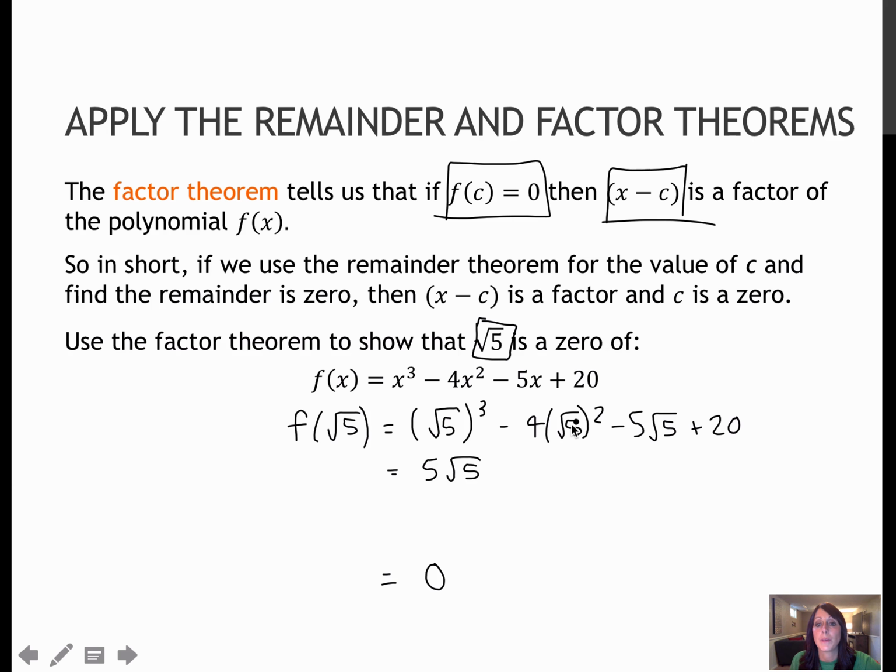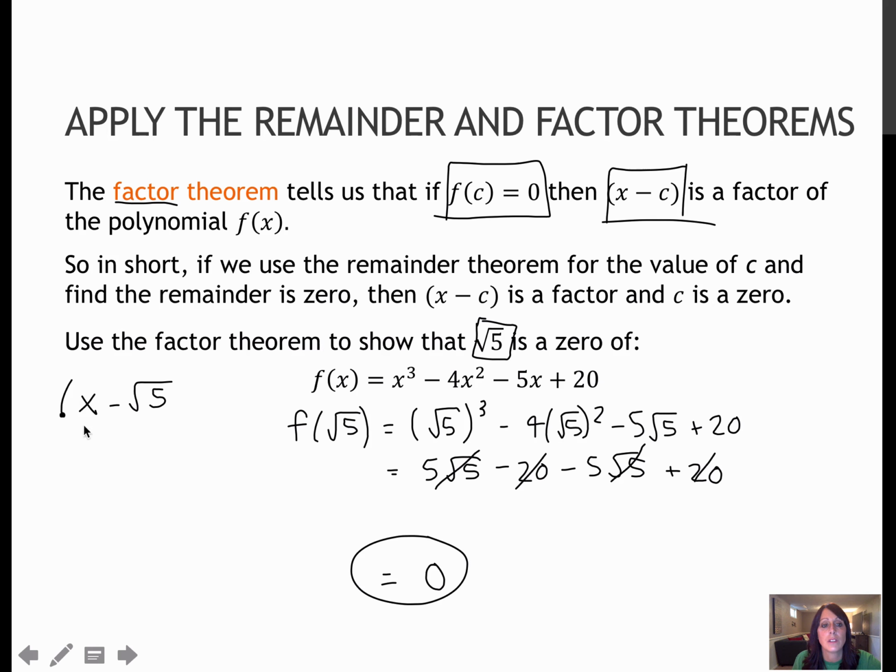Radical 5 squared would be 5 times minus 4, which is minus 20. Then I have 5 radical 5 plus 20. Notice these two values cancel out to give me 0, and these two values cancel out to give me 0, and so I do end up with f of radical 5 equals 0. So using the factor theorem, that tells me that x minus radical 5 is a factor, and that radical 5 is a 0. So this is a factor, and this is a 0, which is of course what I would get setting this factor equal to 0.